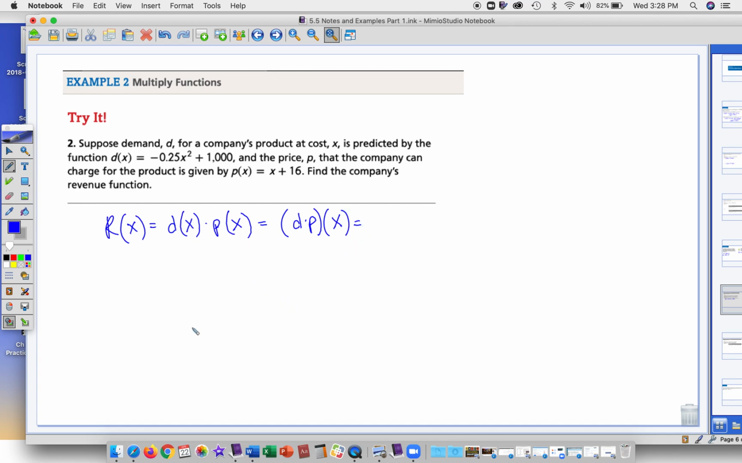So go ahead and plug those functions in. They're both binomials, so you're going to have to FOIL, distribute, and get your terms. So pause the video, give it a try, come back, and we'll compare solutions.